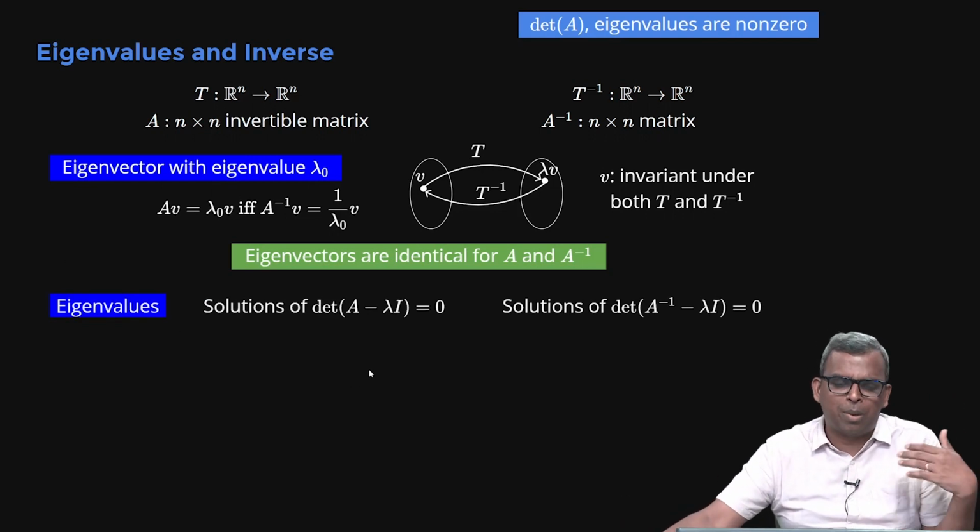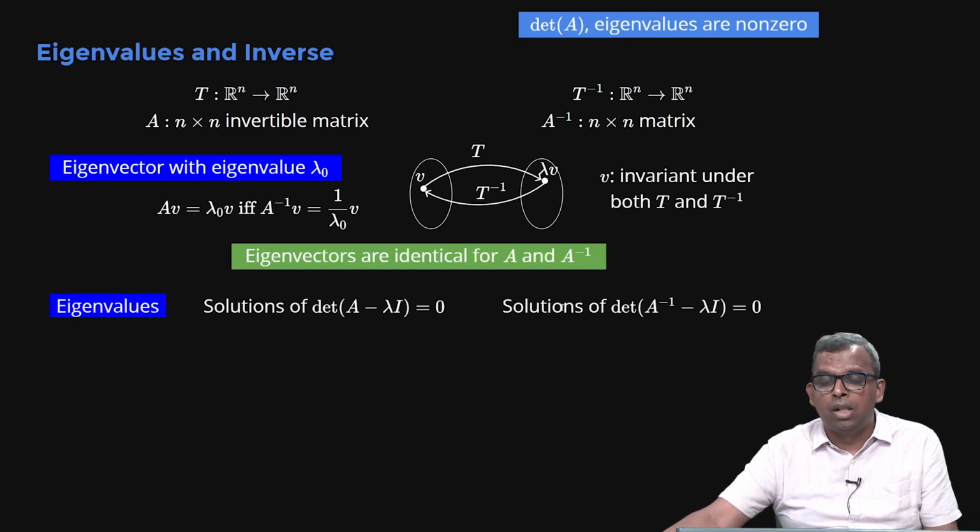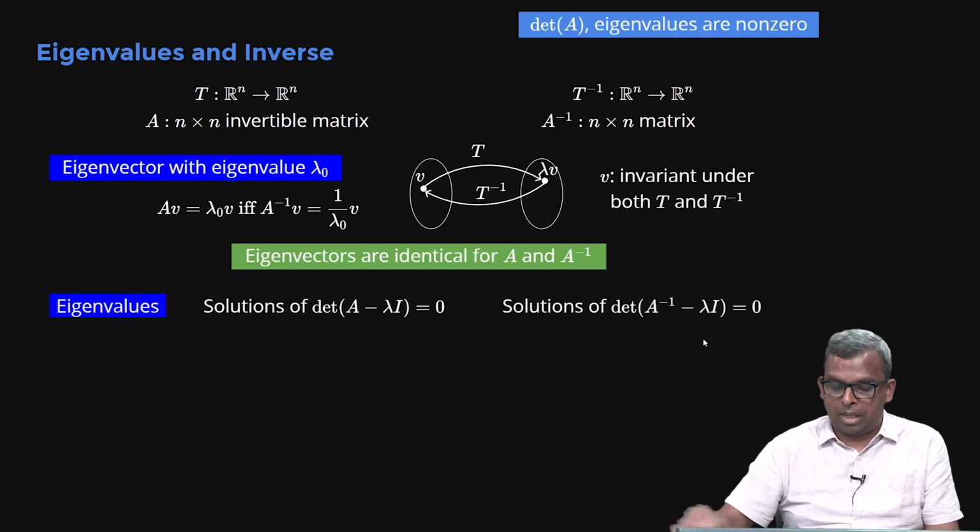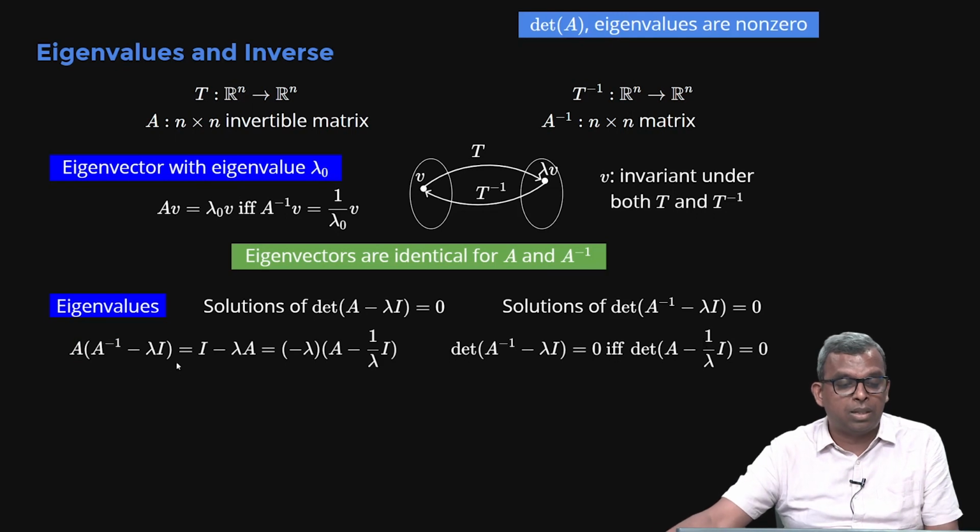If you look at eigenvalues, you go back to this determinant equation, determinant of A minus lambda I is 0. For A inverse, it's determinant of A inverse minus lambda I is 0, but then what happens here, right? So A inverse minus lambda I, if I multiply by A, I get I minus lambda A, and then if you pull minus lambda out, you get A minus 1 by lambda I. Okay, so if you take determinant on both sides, you see determinant of A, which is non-zero, times determinant of A inverse minus lambda I is equal to some constant times determinant of A minus 1 by lambda I. So determinant of A inverse minus lambda I is 0 if and only if determinant of A minus 1 by lambda I is 0. Okay, so this is an important relationship.